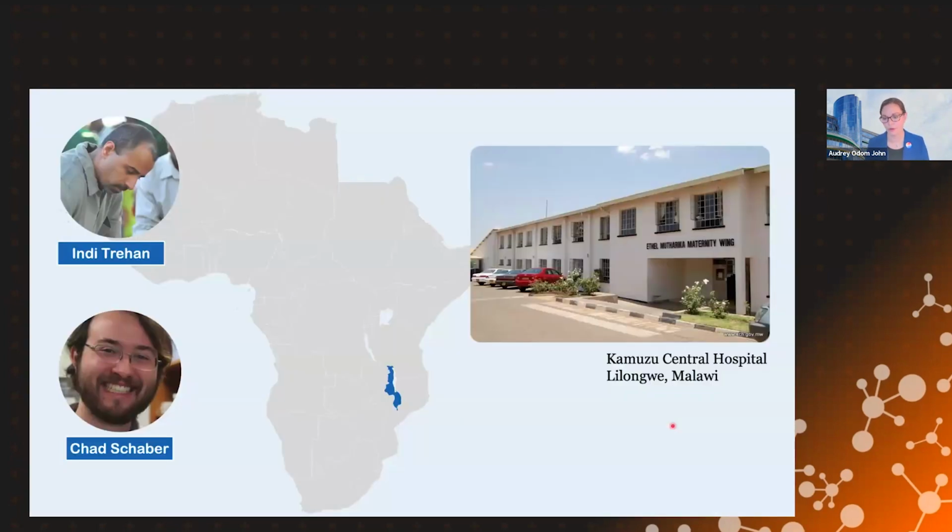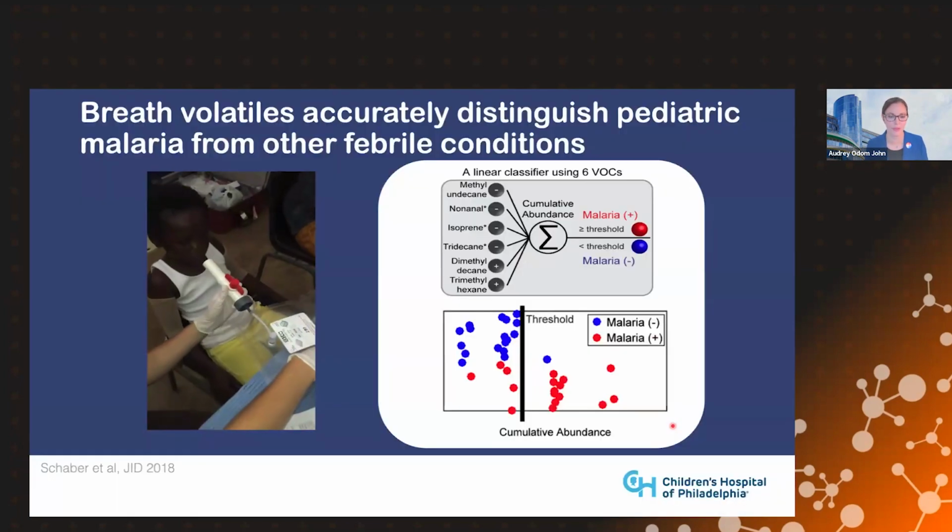We partnered with 2 of my colleagues, Indy Trehan, who was at that time based in Lilongwe, Malawi. Chad Schaber was the graduate student in my lab who did this work. And we did all of this work in the Kamuzu Center in the emergency room. We were really looking to identify breath biomarkers that would distinguish children with malaria from children who had other conditions that were causing fever. So these were children who were being seen in the emergency room and being evaluated for malaria. So we weren't looking, for instance, for biomarkers of fever.